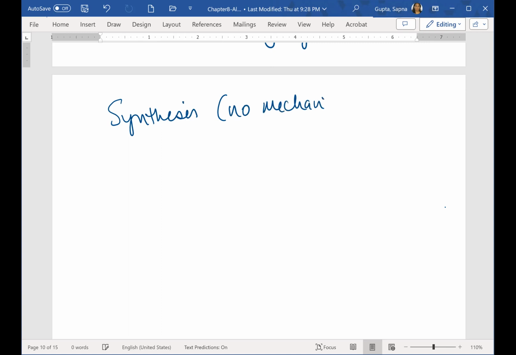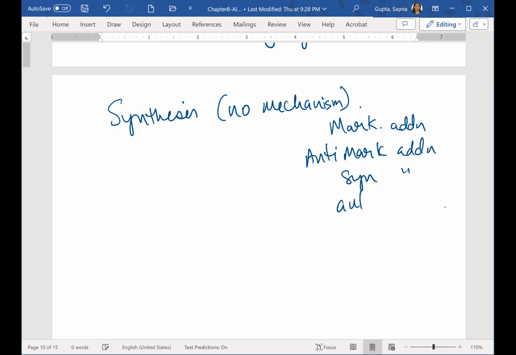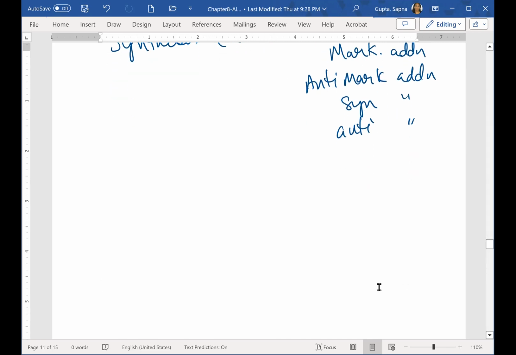It doesn't mean that you should not know what kind of addition you will have. So for example, you have to keep in mind whether you have Markovnikov addition or is it anti-Markovnikov, those kind of things you have to keep in mind. Is it syn addition? Is it anti-addition? What's going on? Okay, all of those things you have to keep in mind when you're doing these kind of synthesis. But the only thing is you don't have to write detailed mechanisms.